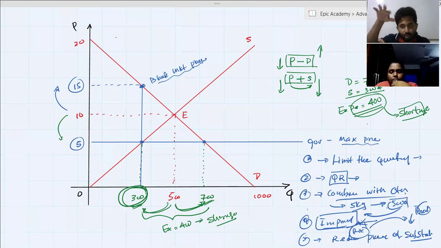If we can do all those things, I mean, limit the quantity, QR code, combine with other commodities, import from other countries, reduce the price of substitutes, those are the solutions. To make the black market price disappear, if the government is imposing something like maximum prices, again the government has to do all those things. Without doing all those sub-solutions, we cannot control the price of the commodity. That is what happened in Sri Lanka.